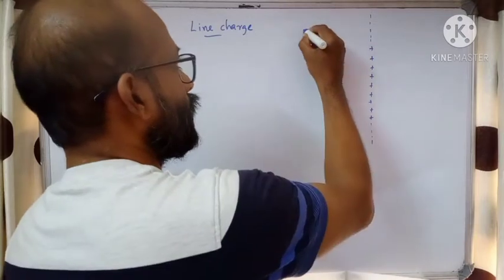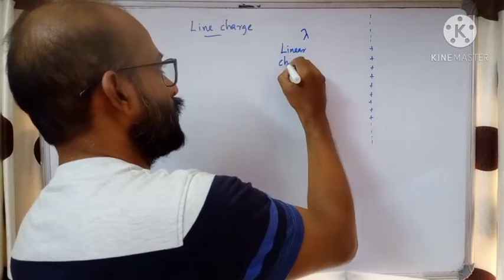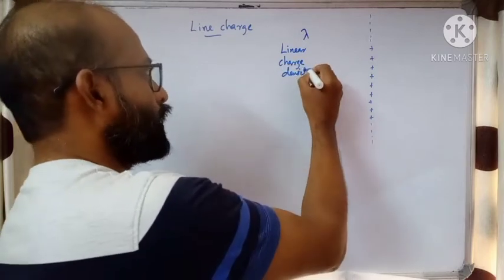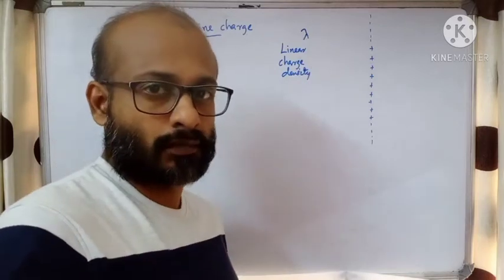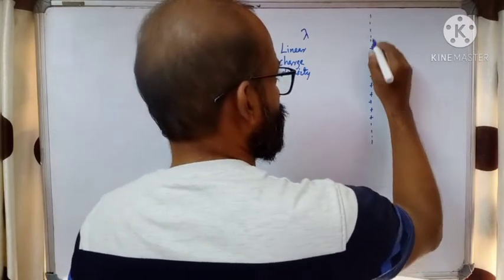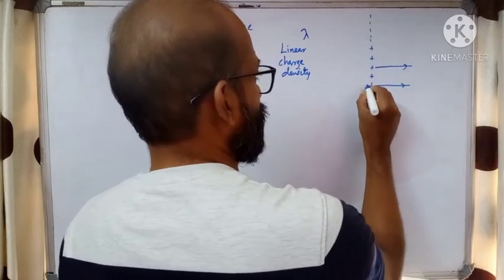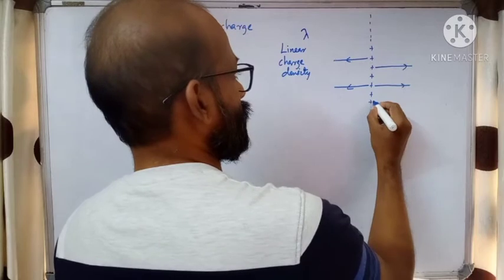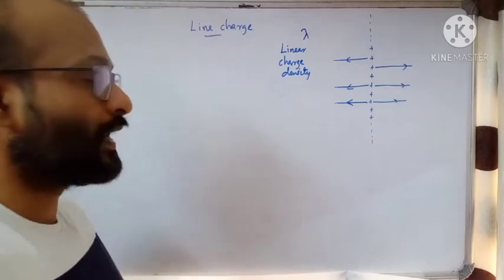Let lambda be the total charge per length. This is called a linear charge density. Lambda is the linear charge density. It is the charge per length that is known to us. We don't know the total charge, but we know charge per length. Due to symmetry, we can show that this line charge produces electric field in a direction perpendicular to the line, like this. Throughout 360 degrees, there will be electric field in this direction. This is the shape of the electric field lines due to the arrangement called a line charge.